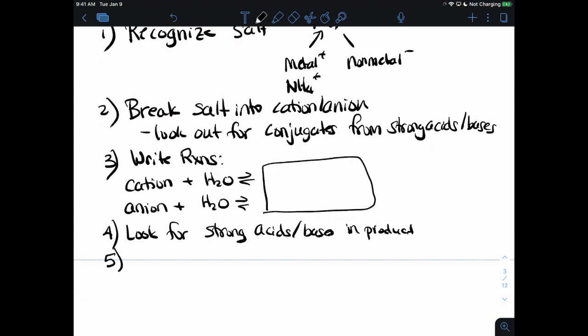And then lastly, determine the overall effect. We'll have to combine them and see if it ultimately ends up being neutral. Does it end up being acidic? Does it end up being basic? The easiest way to do this is to repeat this procedure on several examples. That's what we're going to do here.